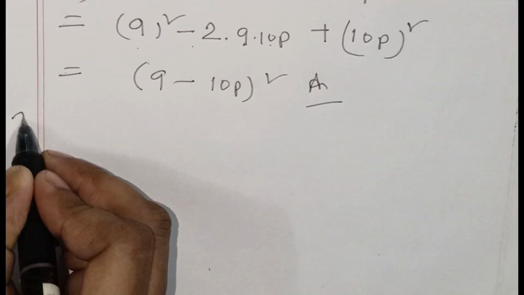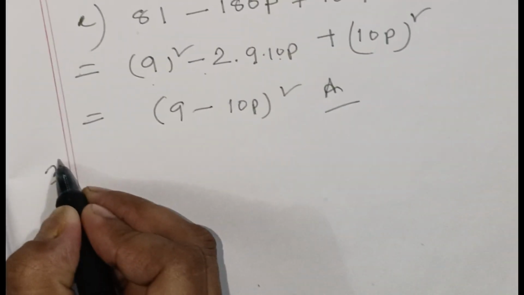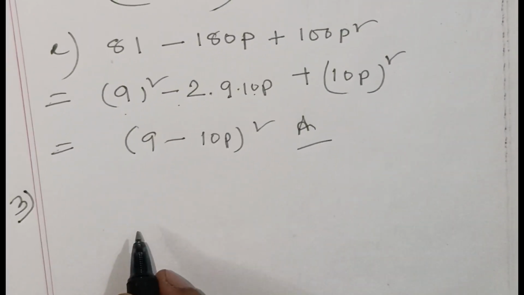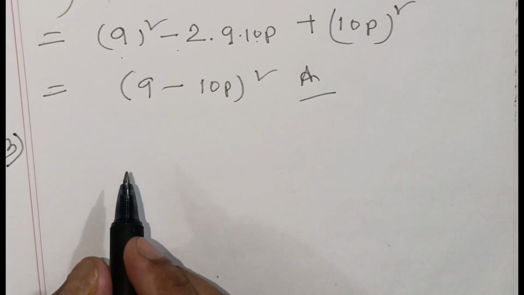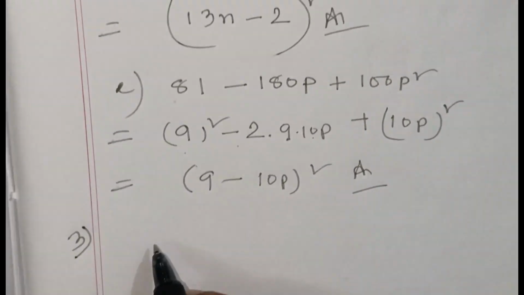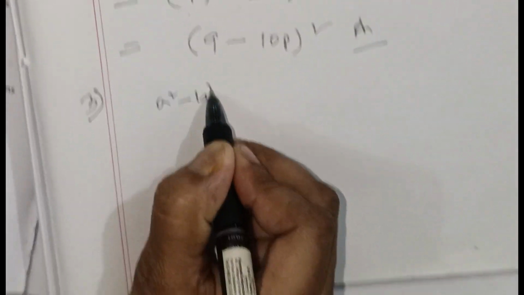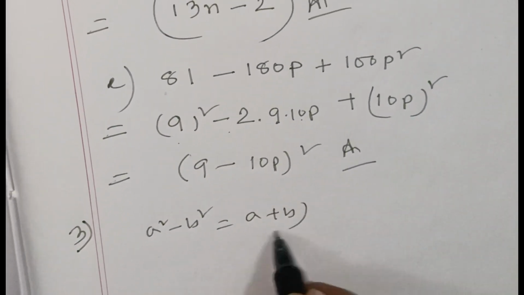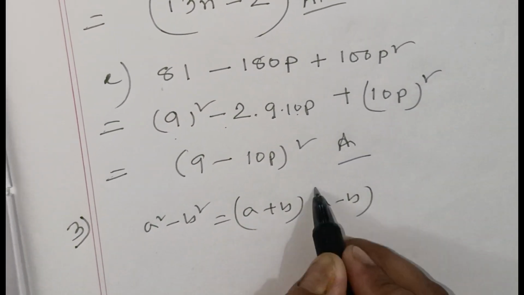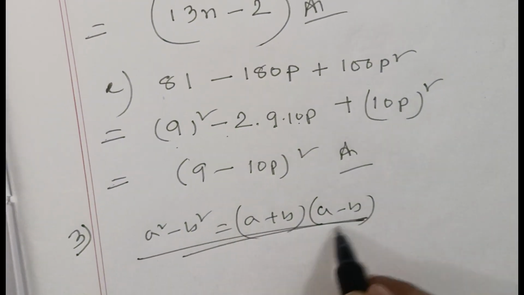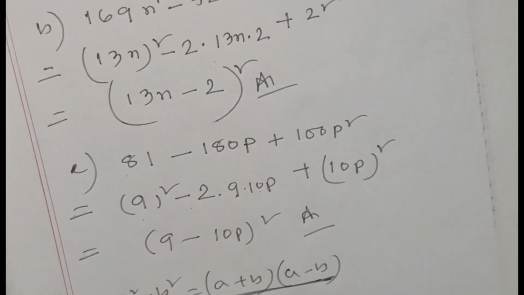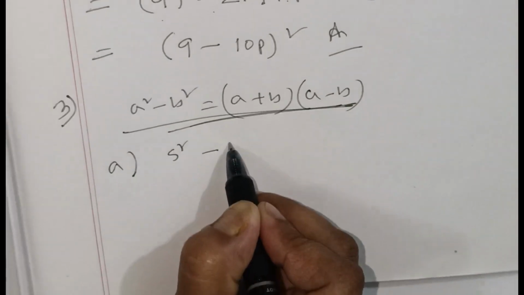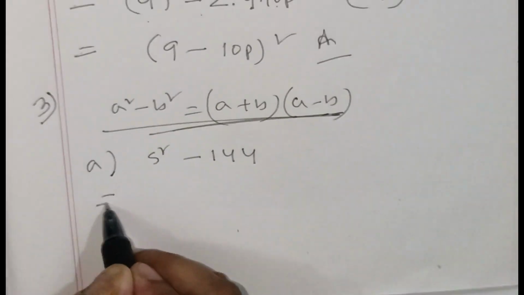Okay. Now number 3. Factorize each of the following expression completely. We use this formula here, a square minus b square. Formula is a plus b into a minus b. We will use this formula here. Okay, 3a: x square minus 144.